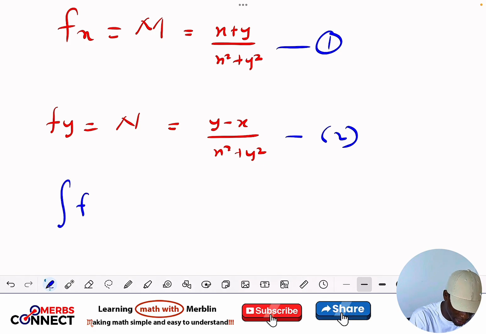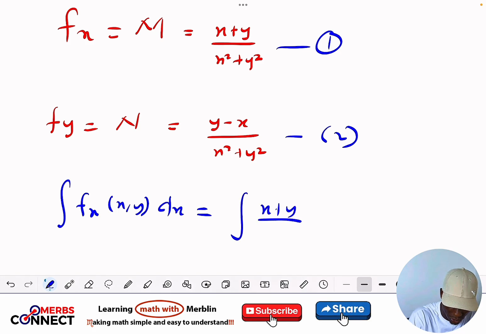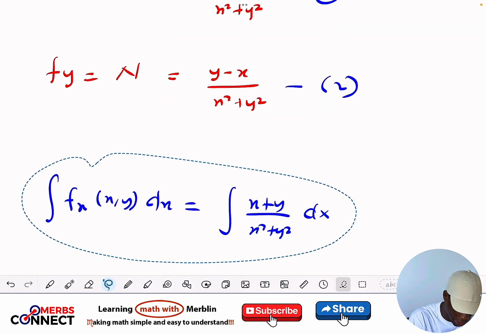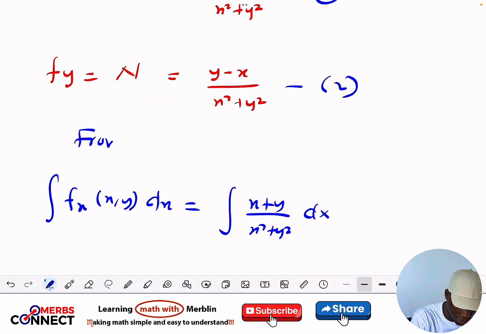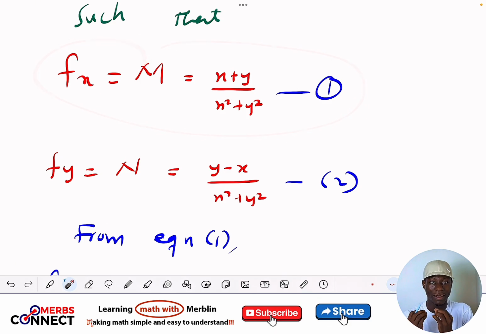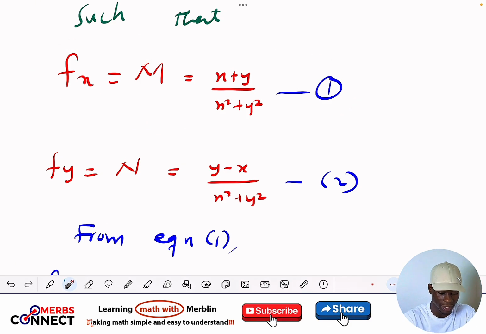Now let me integrate this. Remember, this is in terms of x and y with respect to x. And then also integrate this with respect to x. So basically what I'm doing here from equation 1, I'm using equation 1 first. So from equation 1, I want to integrate equation 1 with respect to x so that I can get the function that we differentiated.